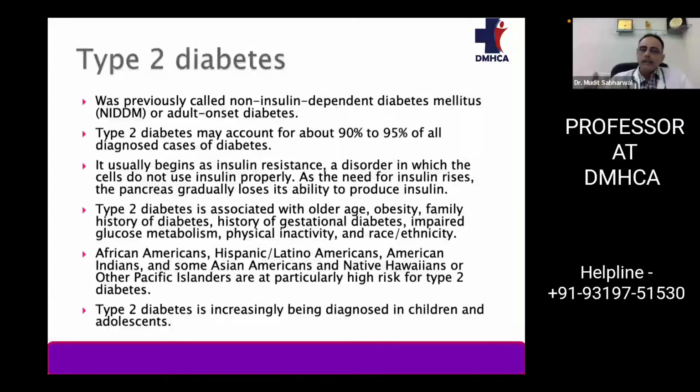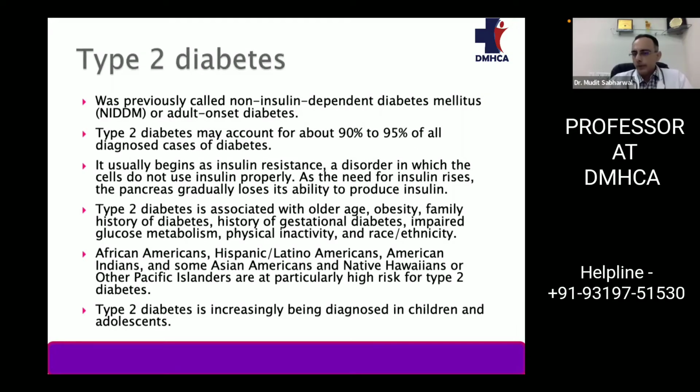As the need of insulin rises, the pancreas gradually loses its ability to produce insulin. There are two factors. One, the load on the pancreas keeps growing, so ultimately its action keeps depleting. Second, in elderly patients, because of senile defect, it gradually loses its efficacy in producing insulin. It is associated with older age, obesity, family history of diabetes, history of gestational diabetes, impaired glucose metabolism, physical inactivity, and race and ethnicity.